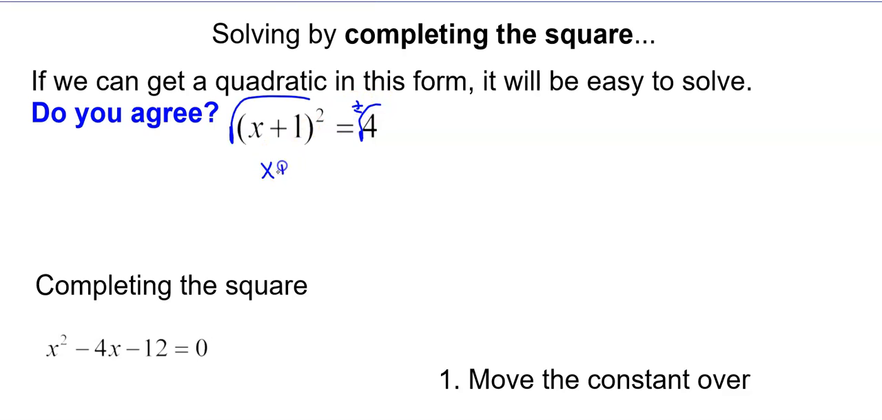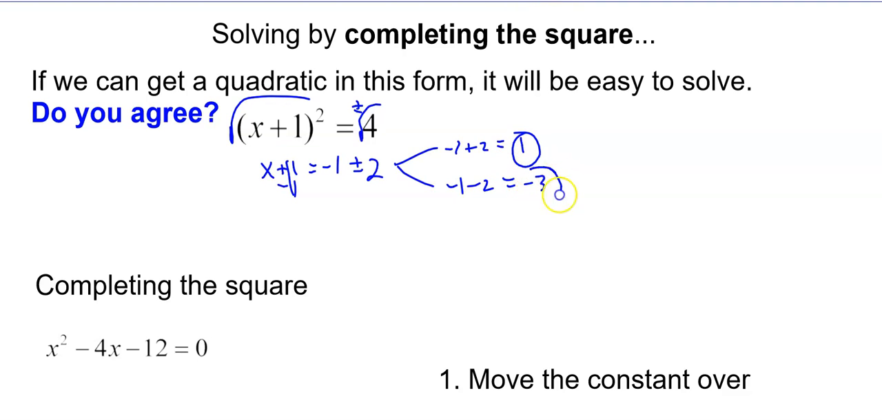You get x plus 1 equals plus or minus square root of 4, which is 2. Subtract 1 from both sides. That's actually two different answers. I want to make sure you know what you're doing here. So this would be negative 1 plus 2, which is 1, and negative 1 minus 2, which is negative 3. So we get two answers for x. x equals 1 or negative 3.